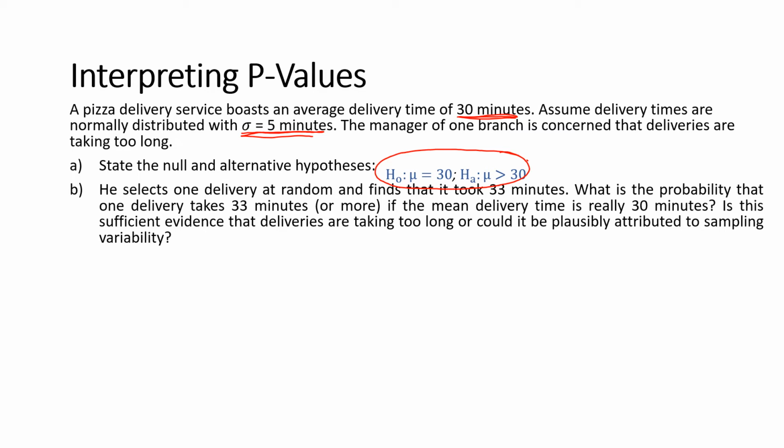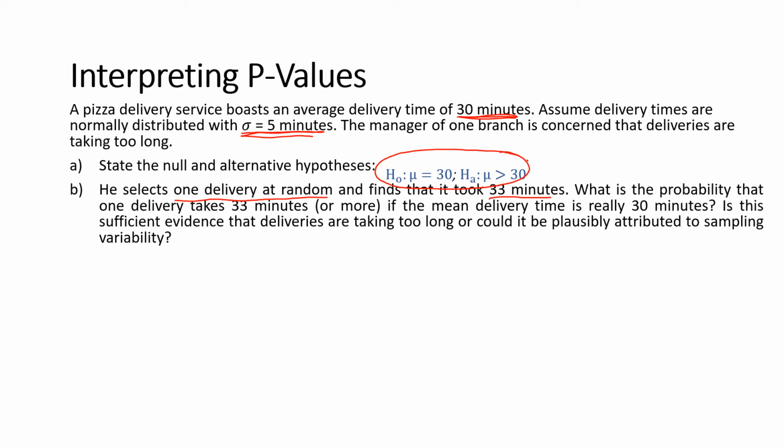All right, so what does he need to do? The manager thinks things might be taking too long, so he needs to collect some data. He selects one delivery at random, and he finds that that one delivery took 33 minutes. Now, obviously, 33 minutes is longer than 30 minutes, but what we need to do is weigh the probability.